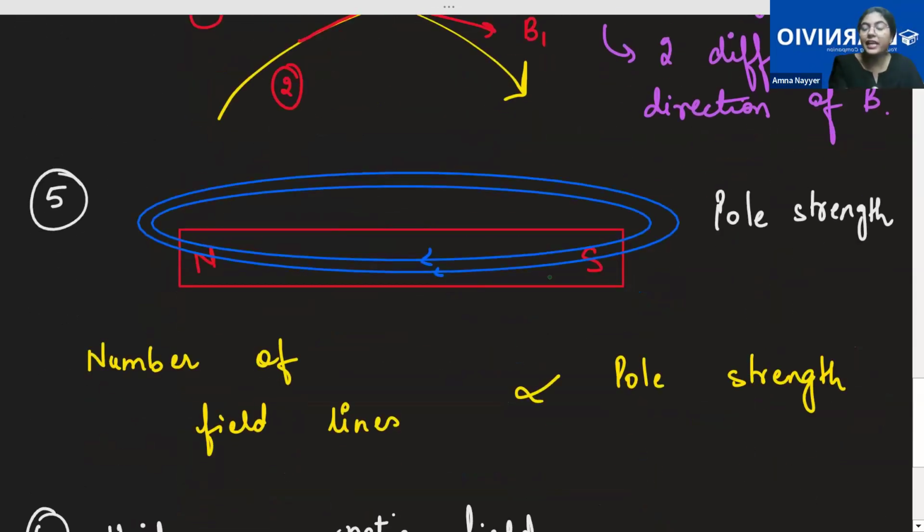Now, the number of field lines is directly proportional to the pole strength. If a very strong magnetic field exists, lots of magnetic field lines can be drawn. This is there in electrostatics also: when you draw a large number of lines, that shows greater strength. Here, since closed loops are formed, you form rings.